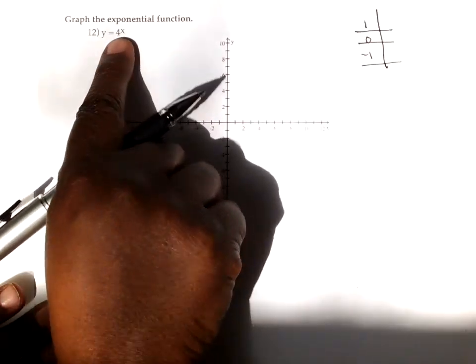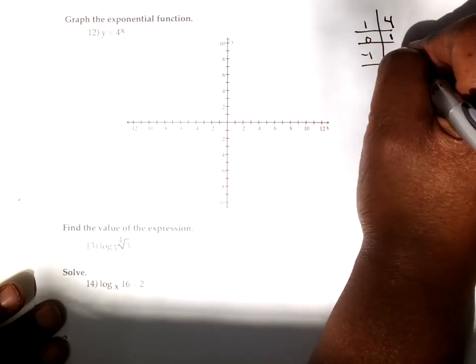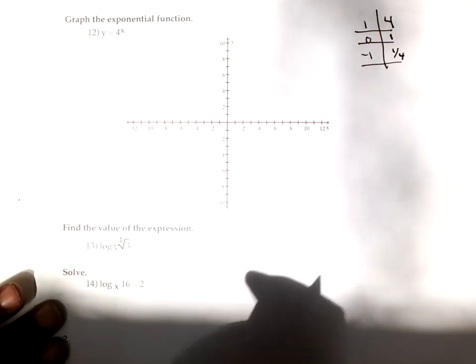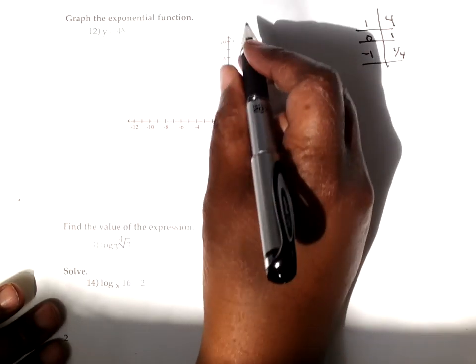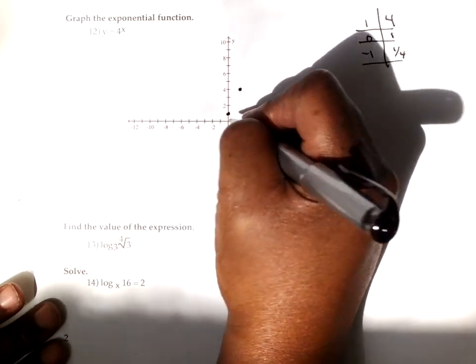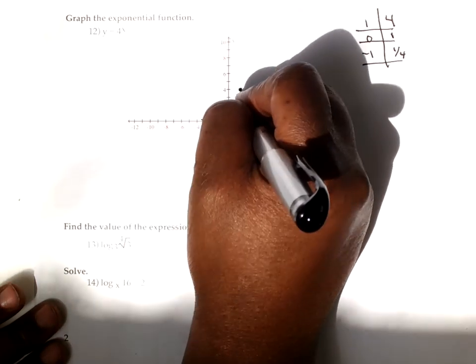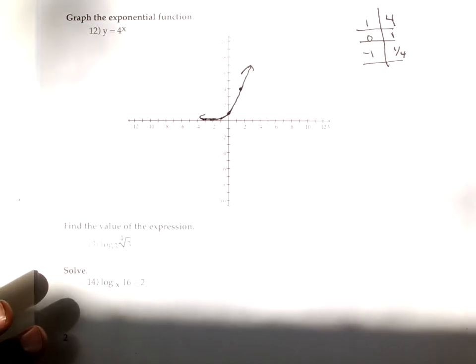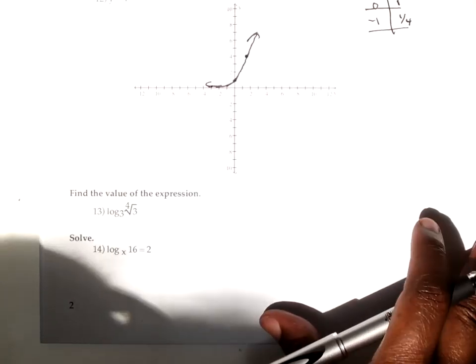So 4 to the first power is going to be 4. 4 to the 0 power is 1. And 4 to the -1 power, you just take the reciprocal, and we get 1/4. So I have the point (1, 4), (0, 1), and (-1, 1/4). So really, that's all the energy you should put into graphing those when you come across them.